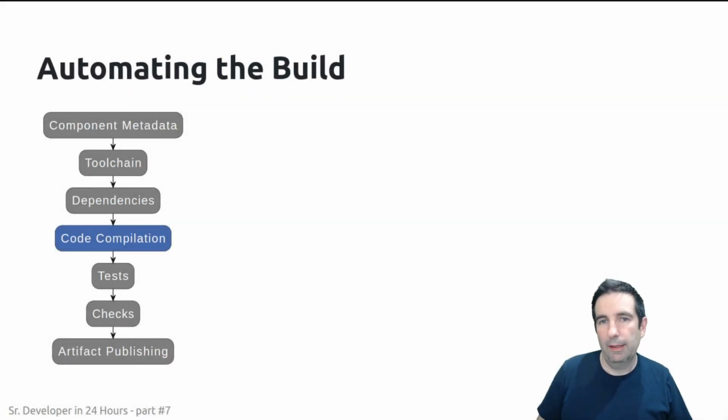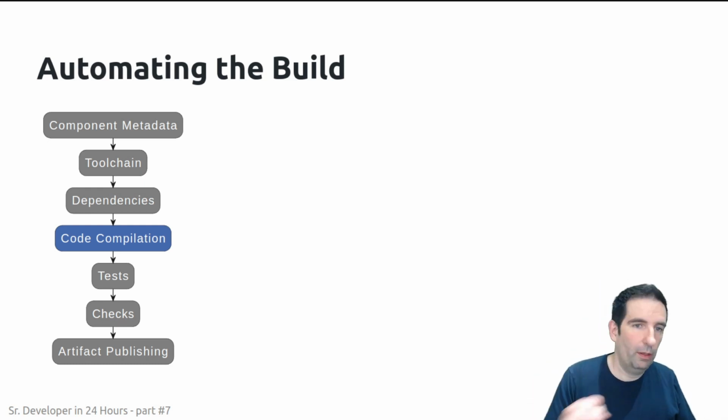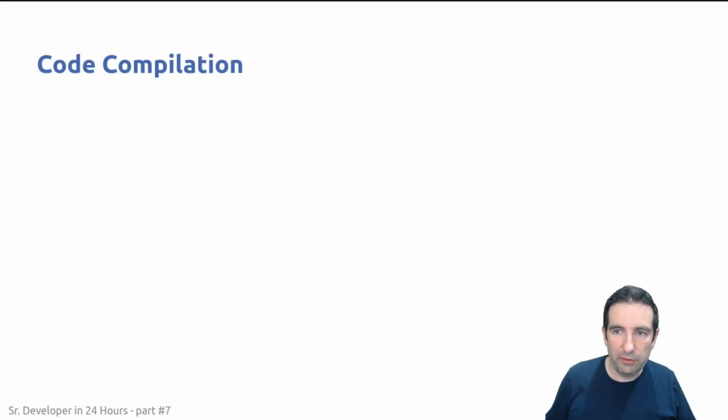All right, now that we have defined what our toolchain is going to look like, what dependencies we're going to use, let's talk a little bit about actually compiling the code. Obviously, this only applies to languages that are actually compiled, but nonetheless, let's take a look at it.